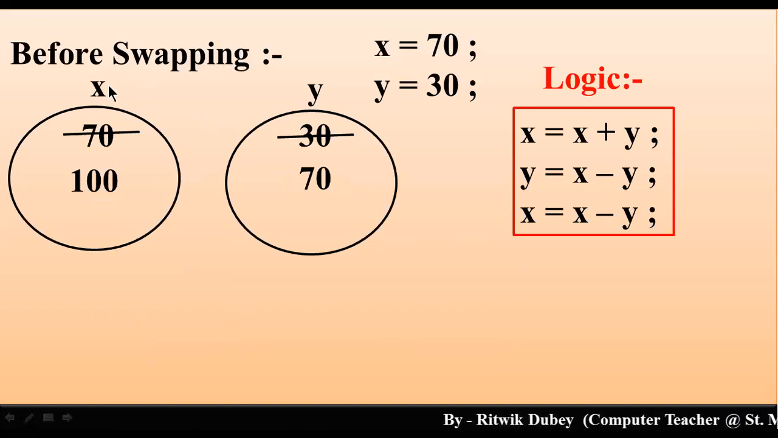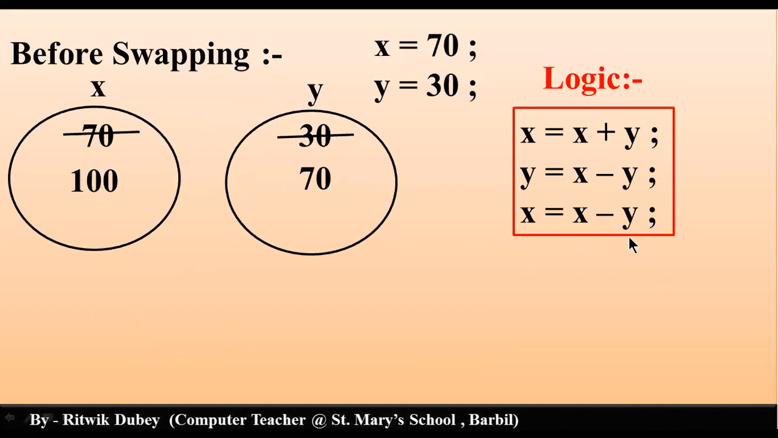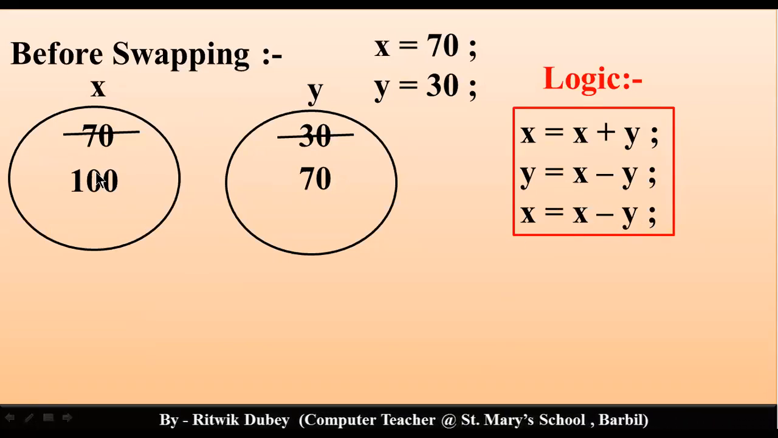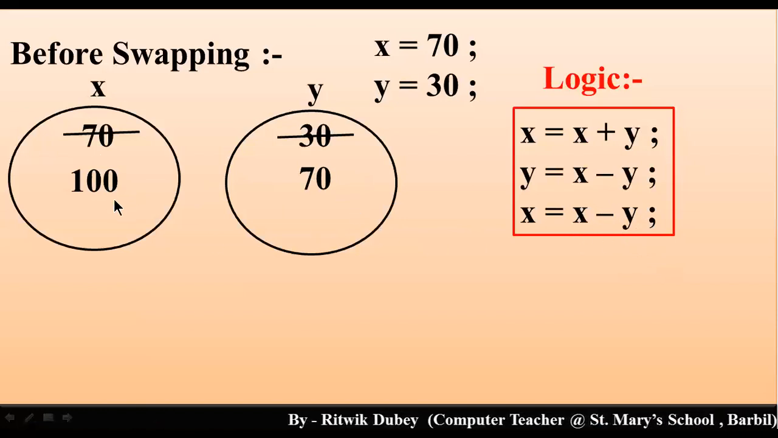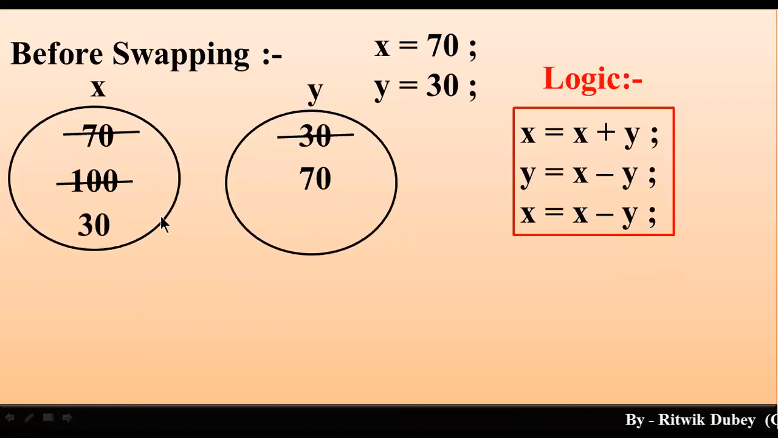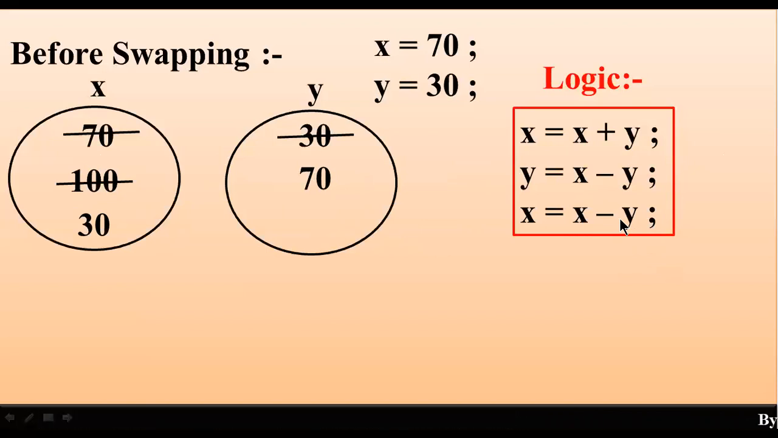100 minus 70 means X minus Y. Now, where to store? In variable X. That is the reason why I have written here X minus Y. X minus Y means, in the third line, what is the value of X? It is 100. Okay, so 100 minus, in the third line, what is the value of Y? It is 70. 100 minus 70 is 30. 30 I have to assign in variable X. Yes or no? So 100 will get replaced by the value 30. Okay, so these are the three lines.